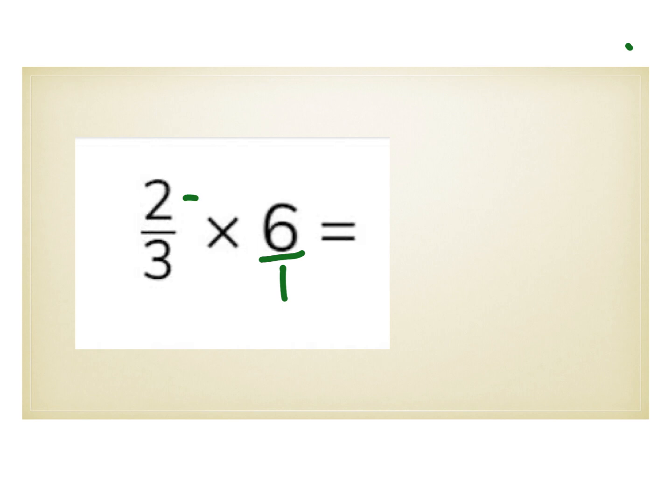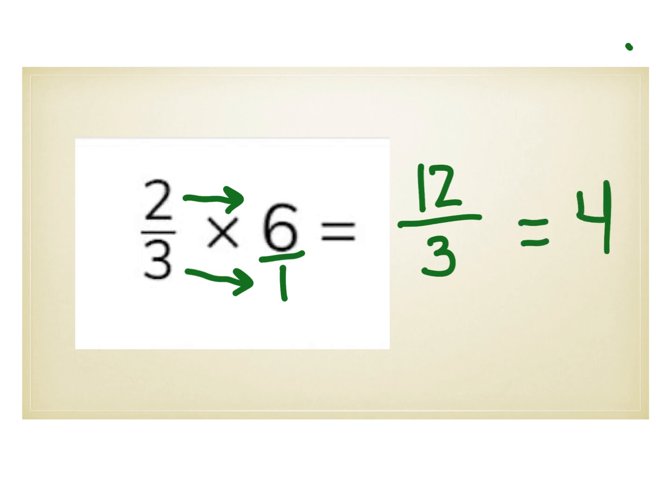So then we do numerator to numerator, denominator to denominator. 2 times 6 is 12, and 3 times 1 is 3. And when in doubt, simplify. Always try and simplify your answers. So 12 divided by 3 is actually 4. So my final answer would be 4.